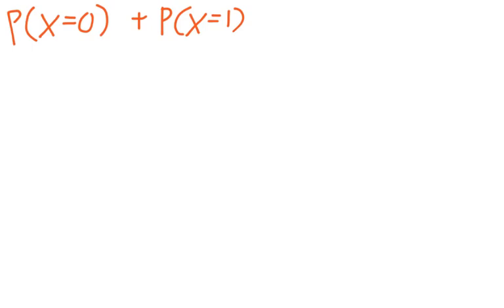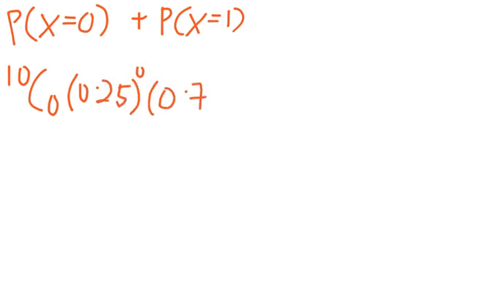Okay, so this one, n which is 10, C x which is 0, p which is 0.25 to the power of 0, q which is 0.75 to the power of 10. So this whole thing here is for x equals to 0. And then we need to plus, and then again for the x equals to 1. So the same thing, we apply the formula.